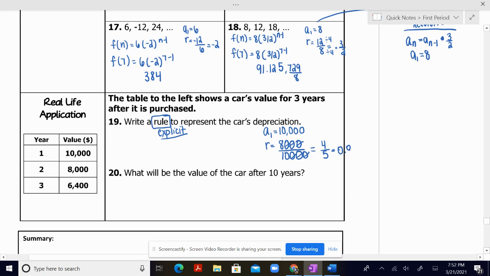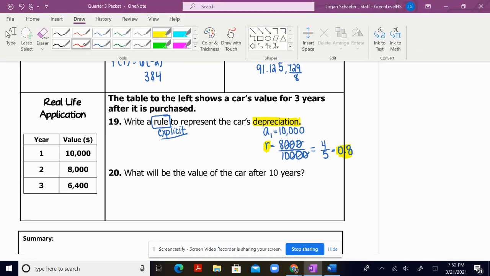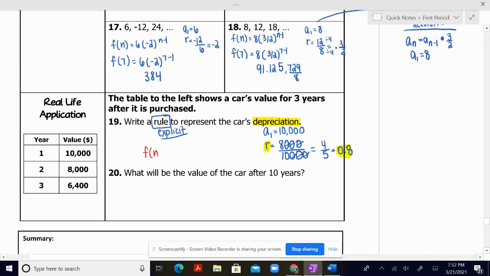We know this word depreciation from the past unit. Hopefully you guys remember depreciation means exponential decay. We know this is exponential decay because our R value is less than 1. Okay, we're ready to plug in our explicit. So we have f of n equals a sub 1, which is 10,000, times 0.8, and it's going to be raised to the n minus 1. So be aware of what we're asking for. We're asking for a rule. You need to give us the explicit.